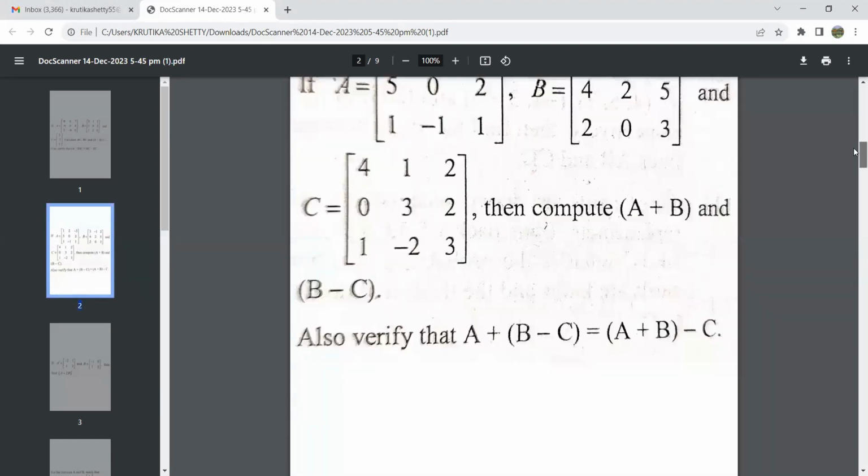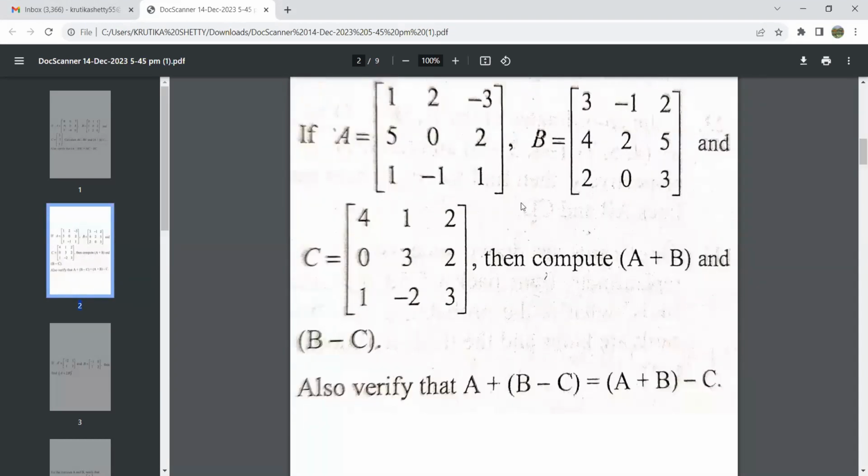Okay, so this question is based on algebra of matrices. But here we are not using the multiplication procedure, only the addition procedure. Addition and subtraction follow only the addition of corresponding elements. So this question, you all take it for homework.